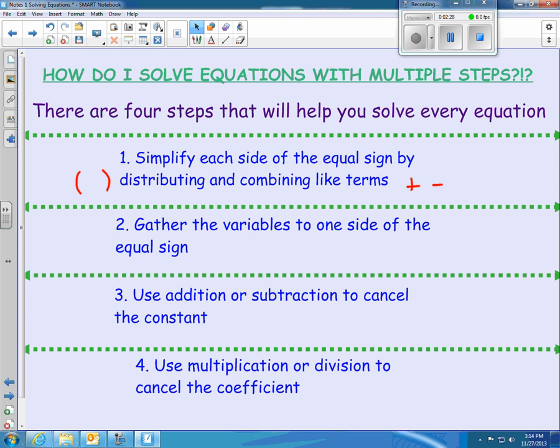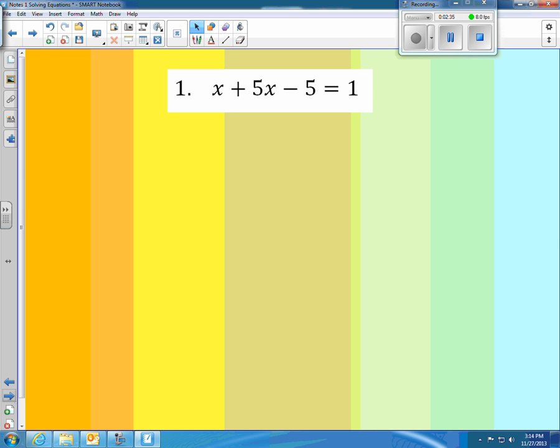This is a perfect example of a great time to pause the video and finish writing down what I've just talked about. Alright, so now that you've paused the video and you've got those steps written down, let's actually get into practicing. So let's look at this problem. It says x plus 5x minus 5 equals 1. So let's just follow our 4 steps.